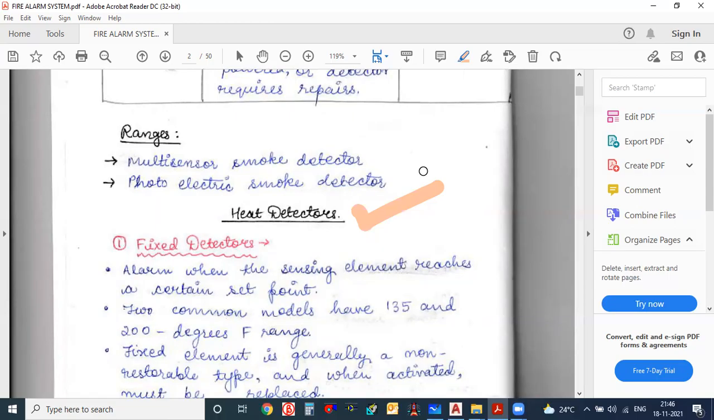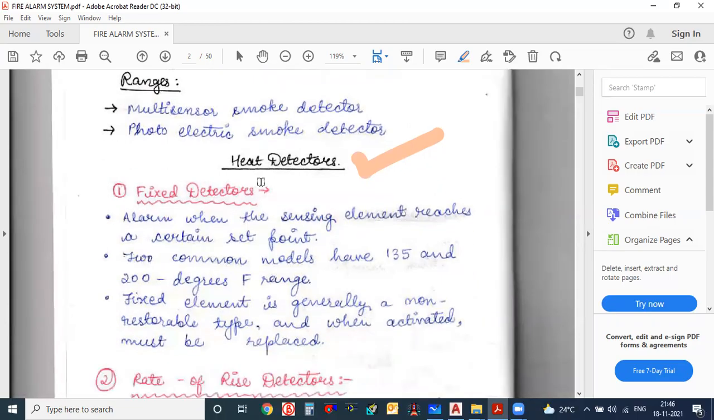Smoke detectors are those which will address the smoke condition, and heat detectors are those which will address if the fire has actually occurred and the heat starts spreading in the space or in the room, whatever it is. So here again in heat detector you will see that there are fixed detectors. Fixed detectors are nothing but an alarm when the sensing element reaches a certain set point.